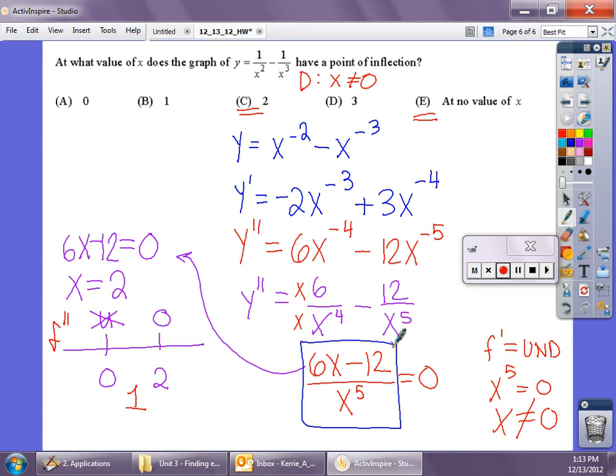When I substitute in 1, I get negative divided by a positive, therefore this sign is negative. Substitute in 1,000, I would get a positive divided by a positive, which gives a positive. So the point of inflection is at x equal to 2 because the sign does change. You have to check for the sign change.